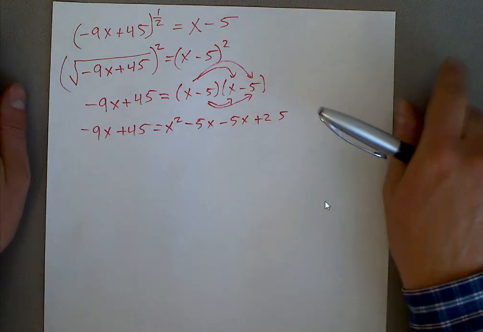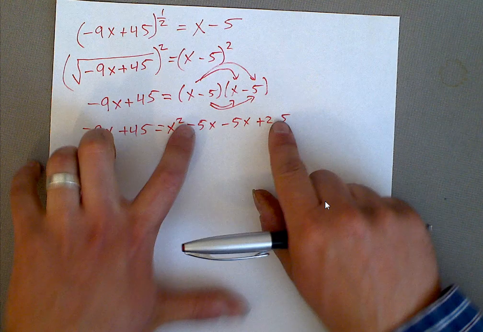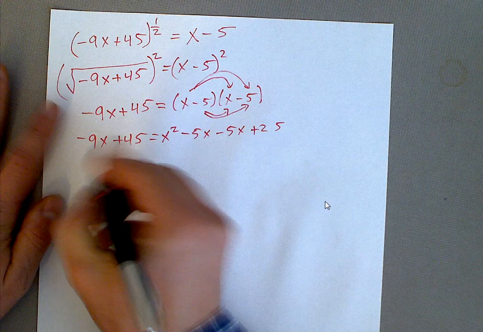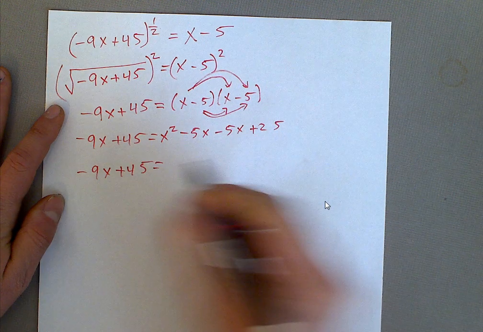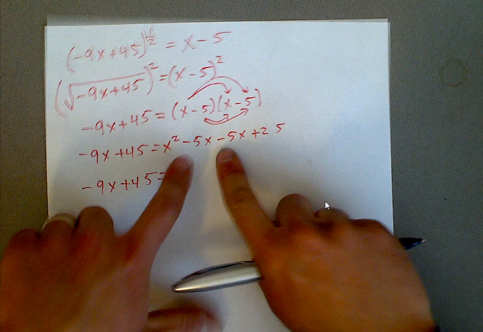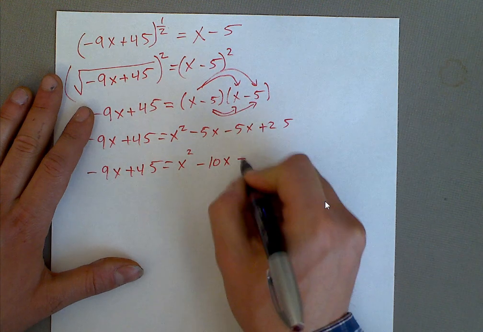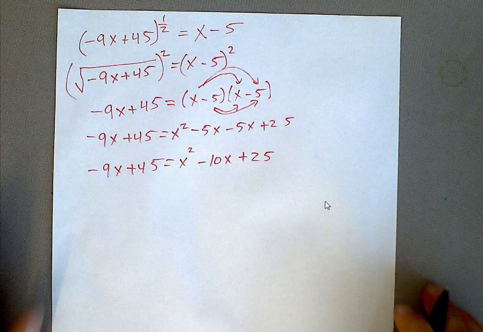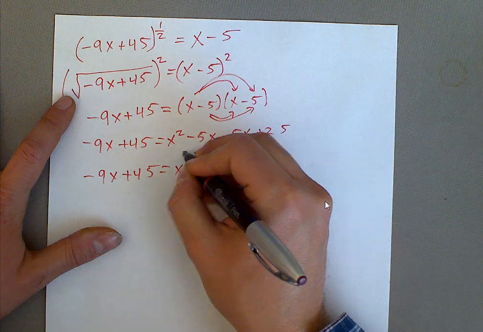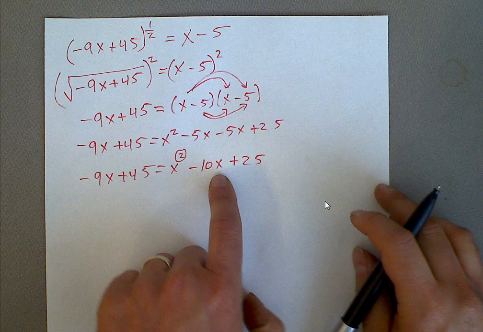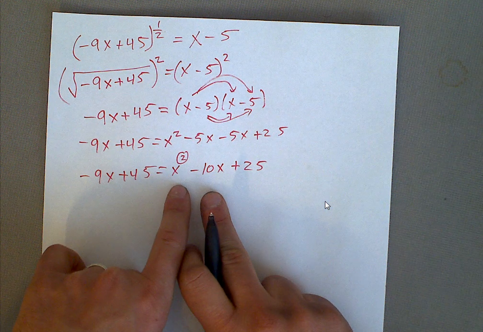If you feel comfortable enough going from here to simplifying, you can skip this step and go straight to negative 9x plus 45 equal to x squared, and combine these like terms, which is minus 10x plus 25. The thing to recognize here is that x is squared, and then we have another x. They're unlike terms, so just solving it would be very difficult.